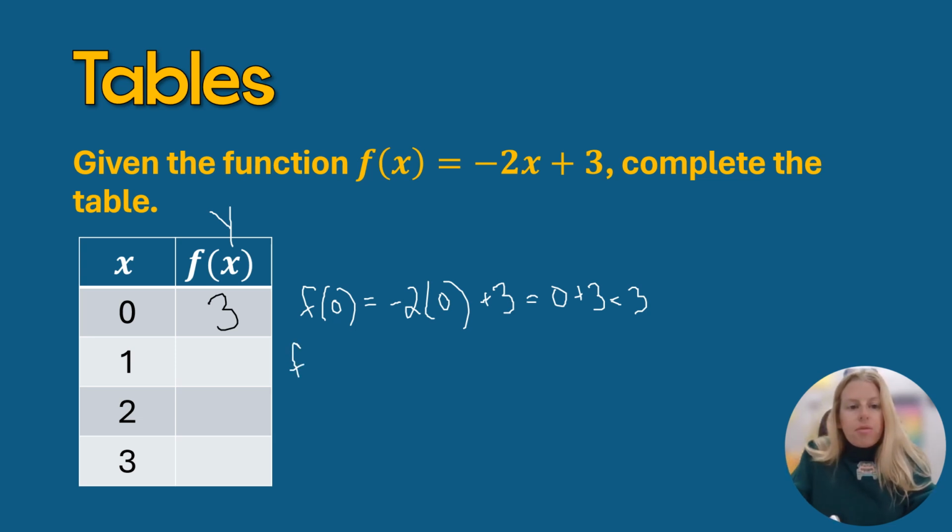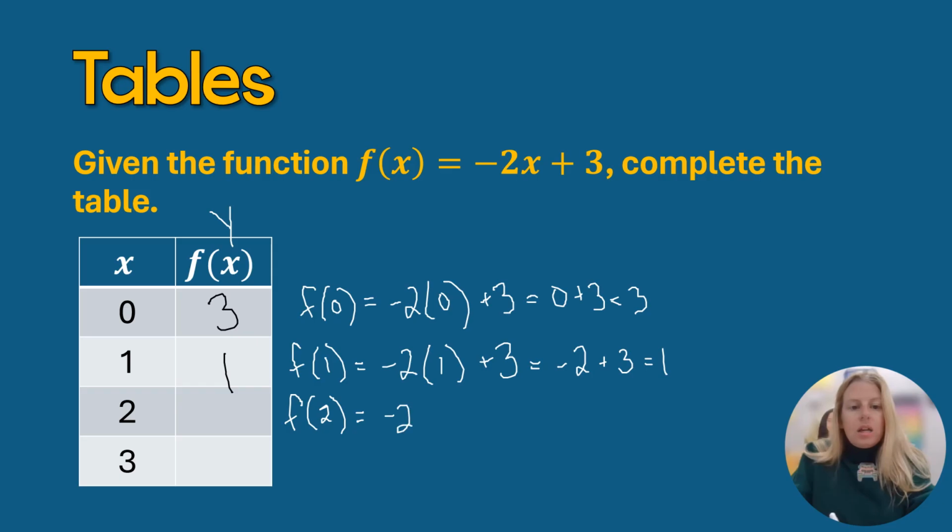So now we're going to do f of 1. Every time I see an x, so negative 2x, I'm going to put a 1 plus 3. And then we do the math. Negative 2 times 1 is negative 2, plus 3 is positive 1. So I'm going to put a 1 in the table. And continue. F of 2 is equal to negative 2 times 2, plus 3. Negative 2 times 2 is negative 4, plus 3 is equal to negative 1. So now I have a negative 1 in my table.